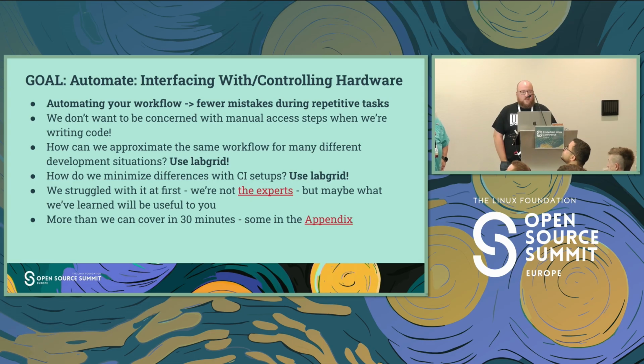The big thing about doing that is ideally you end up making fewer mistakes in your development process. I know I run into them all the time when I try to do everything manually. We don't want to be concerned with manual access. So the question is, how can we approximate the same workflow for a lot of different use cases? Use Labgrid. How do we minimize the differences of CI setups? Again, use Labgrid. We struggled with it at first.